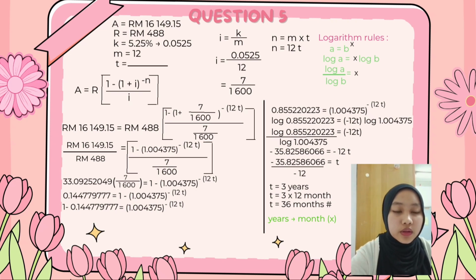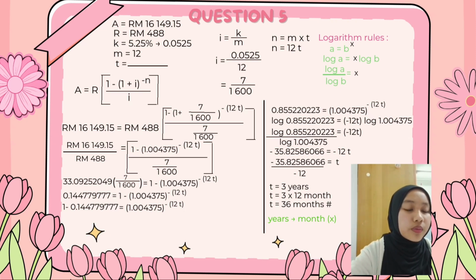33.09252049 bracket 7 divided by 1,600 bracket. So we're gonna move in front 7 divided by 1,600, so it will be times. 33.09252049 equal 1 minus bracket 1.004375 the power of negative 12T. 0.144779777 equal 1 minus bracket 1.004375 bracket the power of negative 12T. 1 we move in front, it will be 1 minus 0.144779777 equal bracket 1.004375 bracket the power of negative 12T. It will be 0.855220223 equal bracket 1.004375 bracket the power of negative 12T.